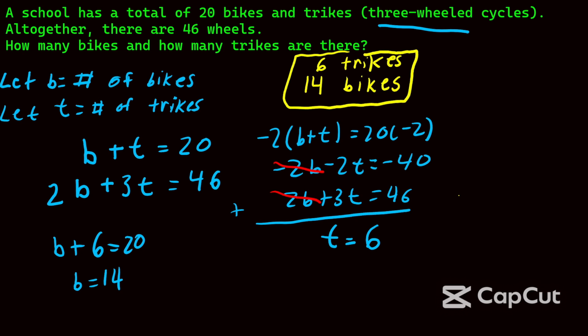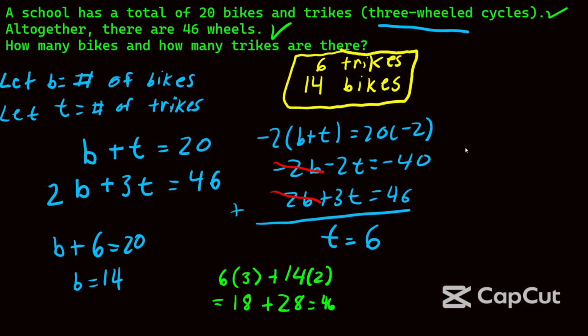And the good thing about these types of questions is that you can check them, right? So first, just look at our original question. A total of 20 bikes and trikes, well, 6 plus 14 is 20. So we got our first condition met. Altogether, there are 46 wheels. Okay. Well, 6 trikes, so 6 times 3, right? Plus 14 times 2 equals 18 plus 28, which equals 46. And that's our second condition met, so we know we got it right. You don't have to check, but if you have some extra time, it's obviously a good idea to check.